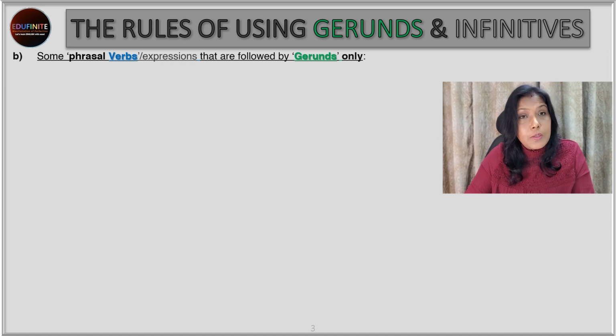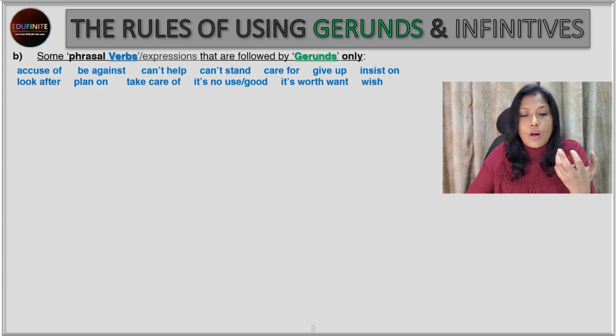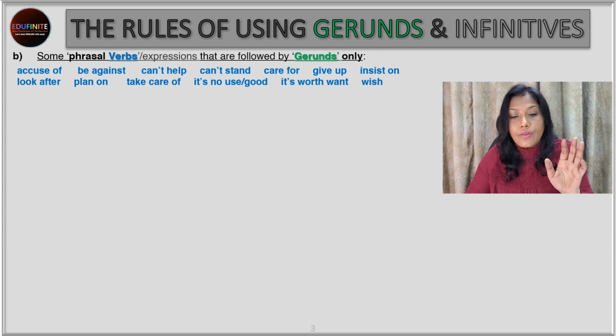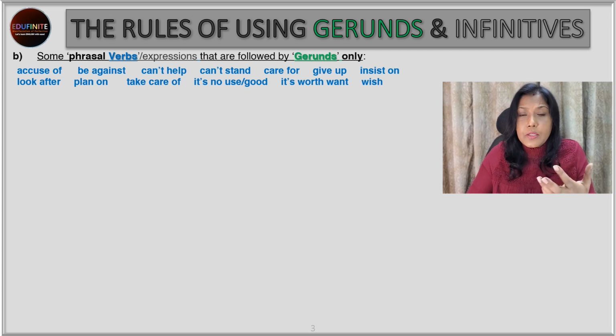Okay, now the next one. Some phrasal verbs or expressions that are followed by gerunds only. So let's look into the list. Accuse of, be against, can't help, can't stand, care for, give up, insist on, look after, plan on, take care of, it's no use or it's no good, it's worth, want, and wish. So these are some of the verbs, phrasal verbs or expressions which are followed by gerunds only and not by the infinitives.